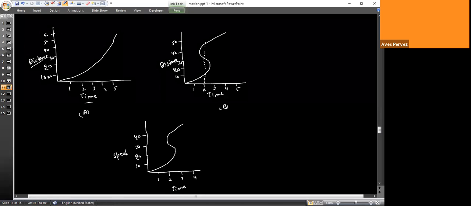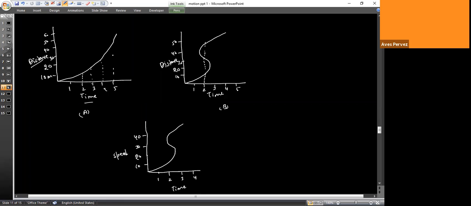Simply, at a single time a car can have a single velocity, and at a single time a car can have a single position. You cannot have different positions at a single time. If an object is moving, it must have one single position at a single time. In this graph, at 2 seconds the car is at approximately 15 meters, at 3 seconds it is approximately 18 or 19, at 4 it is 30, and at 5 it is approximately 40.